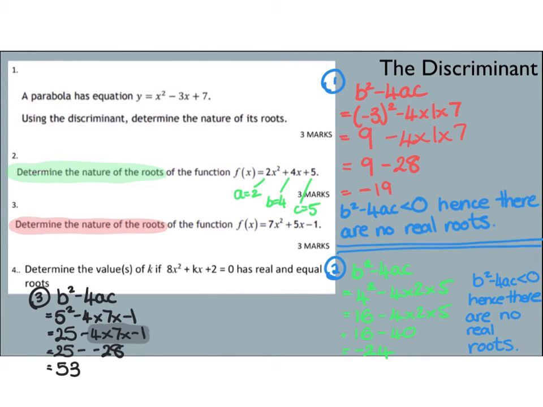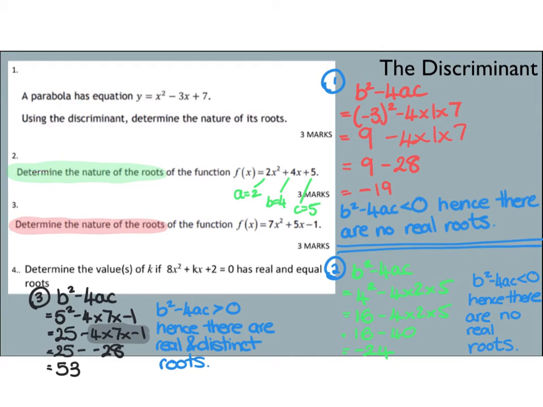I'm just going to finish it off with my standard sentence there. So to finish it off, b squared minus 4ac is bigger than 0 this time, hence there are real and distinct roots. Again, remember, please don't try and cut down on the working out, don't cut down on the sentence rather. Okay, if you need to, click pause because I'm going to tidy up the screen so I can do the last question.